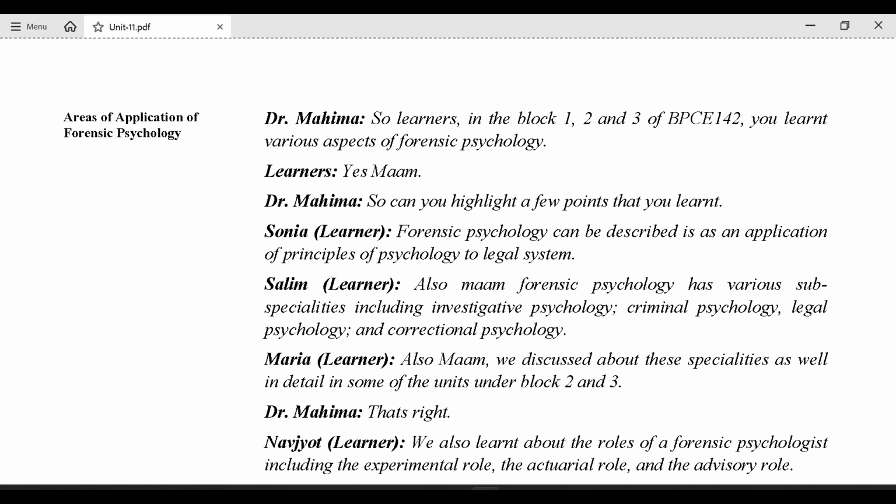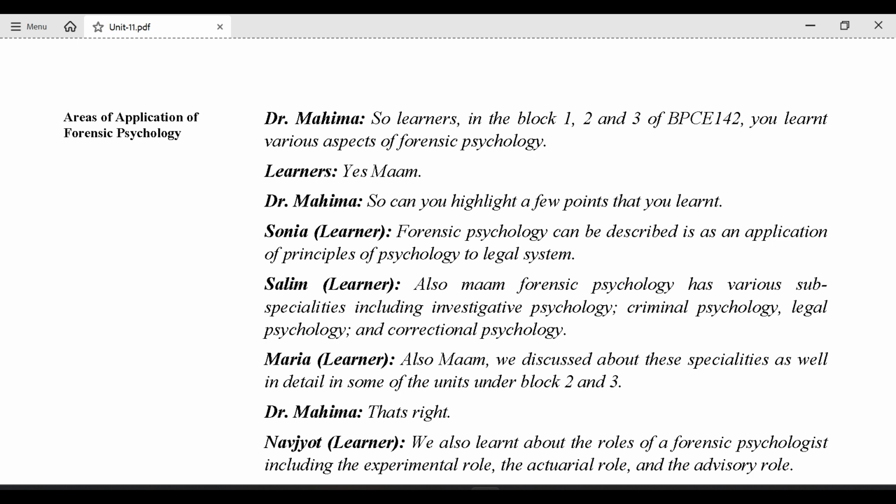psychology. Learners: Yes ma'am. Dr. Mahima: So can you highlight a few points that you learnt? Sonia: Forensic psychology can be described as an application of principles of psychology to the legal system. Salim: Also ma'am, forensic psychology has various subspecialities including investigative psychology, criminal psychology, legal psychology, and correctional psychology. Maria: Also ma'am, we discussed these specialities in detail in some of the units under Block 2 and 3. Dr. Mahima: That's right.